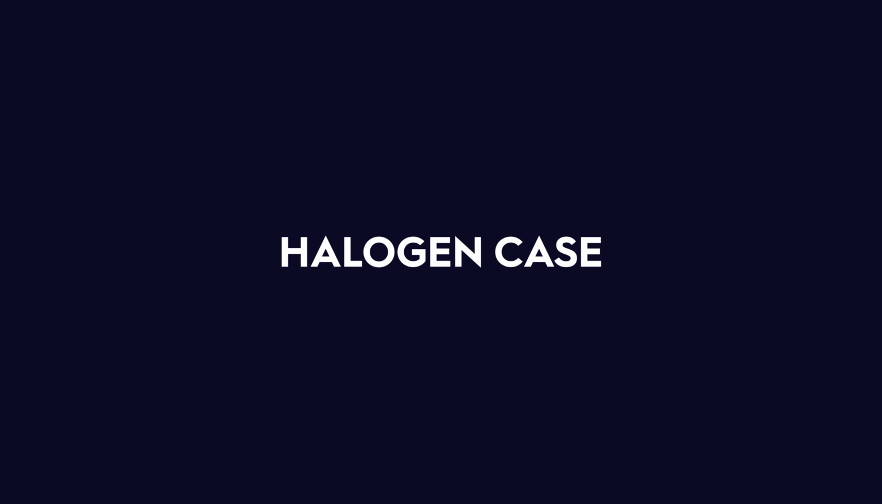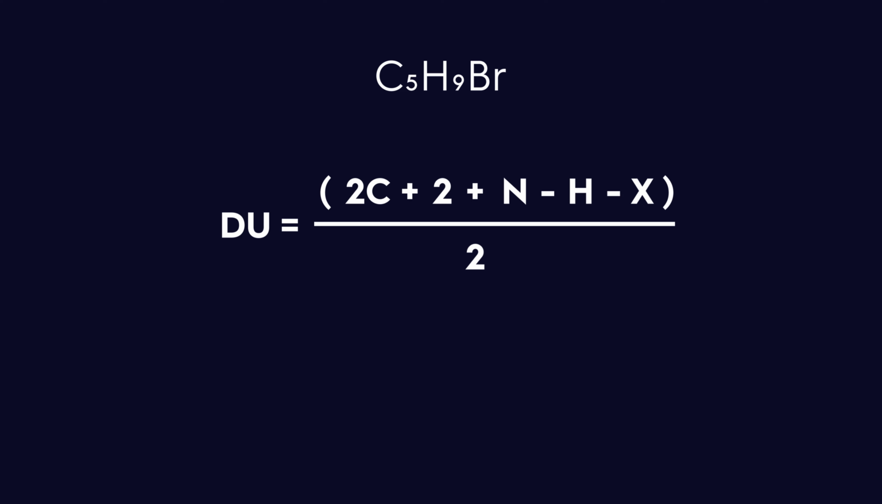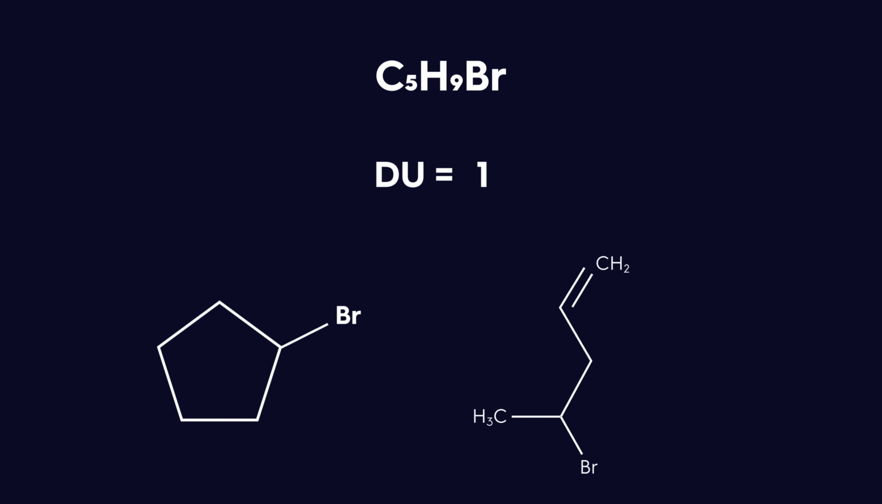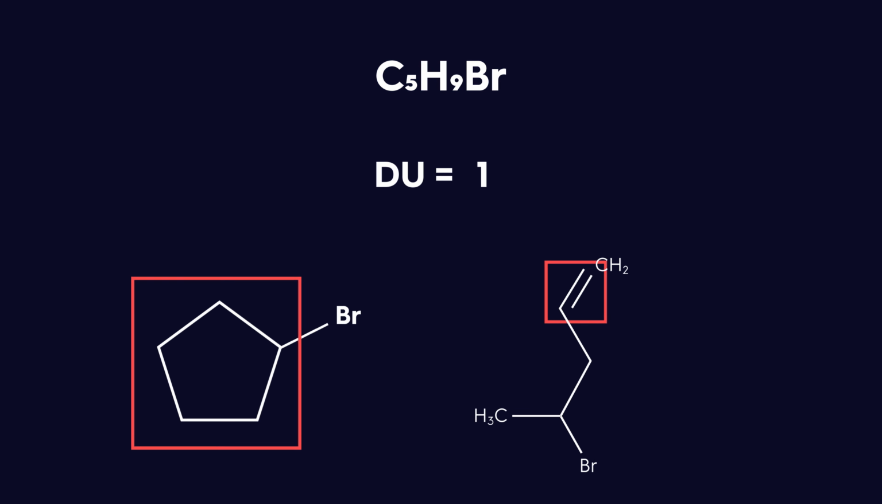Now include a halogen. For C5H9 bromides, treat bromine like a hydrogen in the count. 2 times 5 plus 2 minus 9 minus 1, all over 2, equals 1. So there is exactly 1 ring or 1 double bond in the structure.